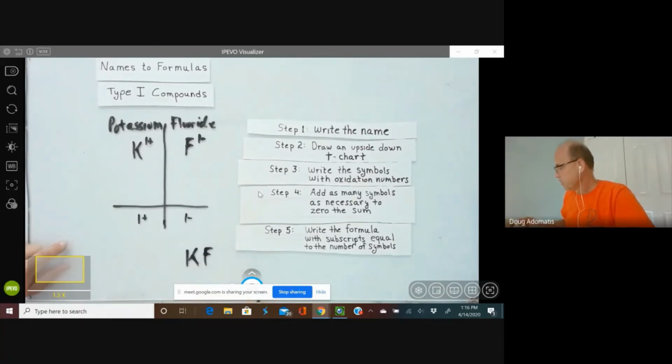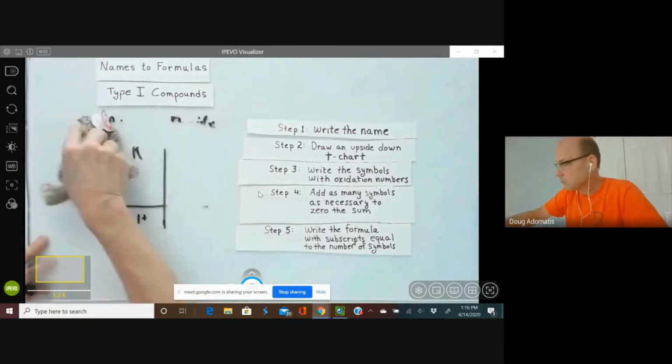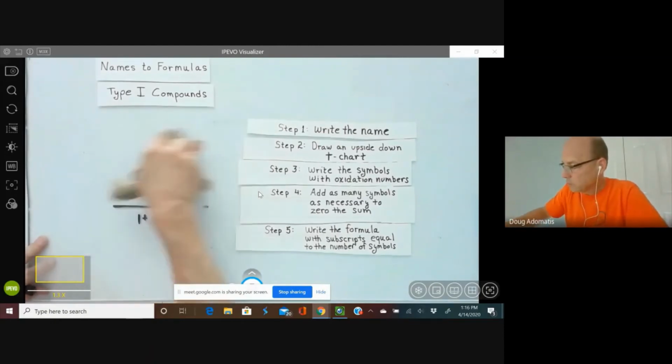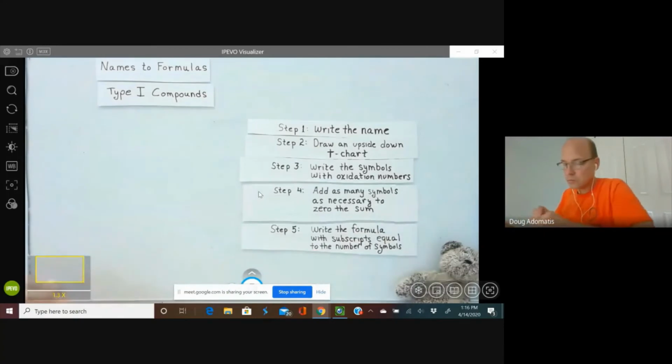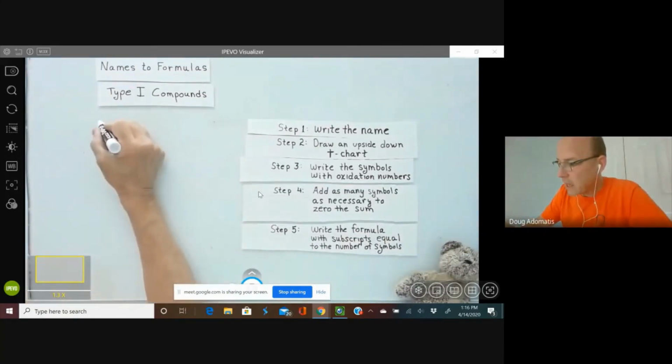Okay. So let's leave our steps here and let's do one that's a little bit more complicated. This was a match made in heaven, so we didn't need to do much to that. But I'm laying the groundwork for the strategy, right? Okay. Let's take another one. Lithium oxide.